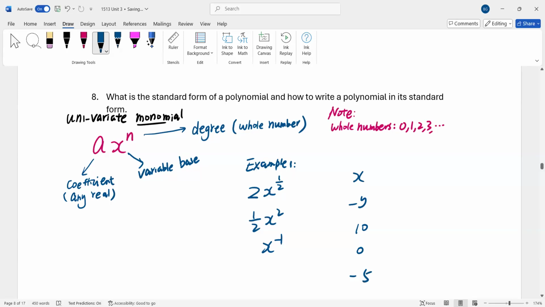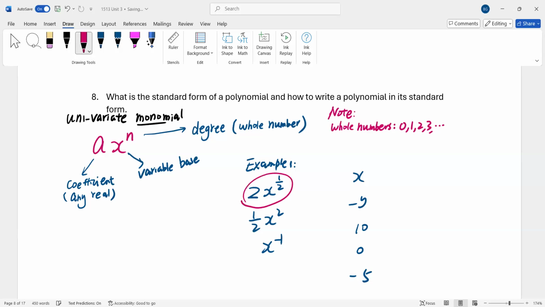Look at this first one: 2 times x to the power of 1/2. Let me repeat the definition. Any expression that can be written in this form is a univariate monomial if it has only one variable. It has to be univariate because this form only has one variable base. So look at the three parts in the form: the coefficient, any real number; the variable base, which could be any letter, though I use x most of the time; and the degree on the shoulder of x. The degree has to be a whole number. So is this a monomial?